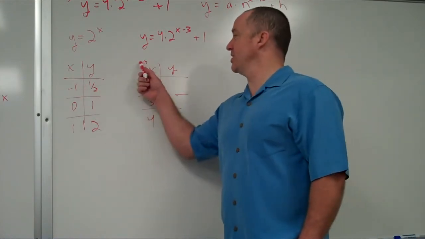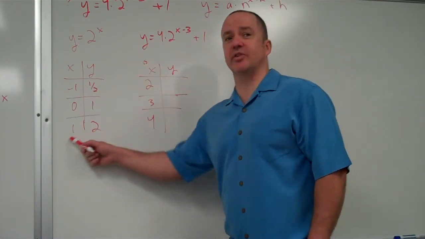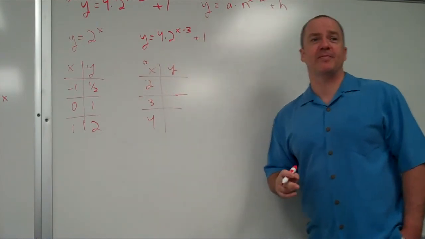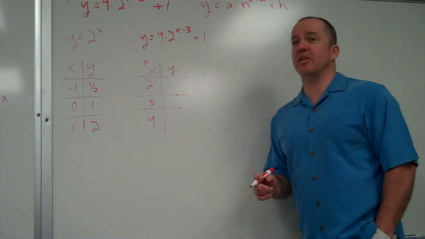So negative 1 plus 3 is 2. 0 plus 3 is 3. 1 plus 3 is 4. Where did I get the plus 3 from? I switched the sign on the x. Okay, now, you can plug this in from here.